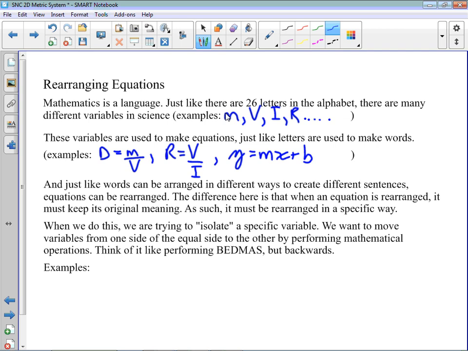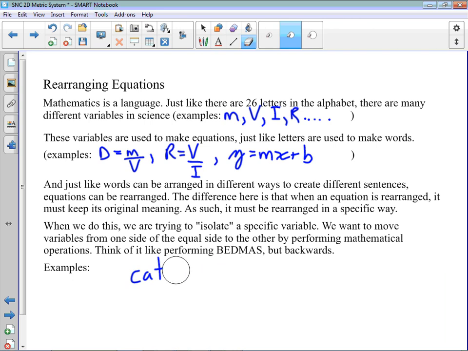Now, the big difference here with my analogy is that if I have a word like, for example, cat, I can rearrange that word to make the word act, but I can't rearrange it to make some other jumble of letters. It doesn't make sense. So in that way, it's a lot like our equations. However, there are some words that don't rearrange at all, and the word cat and the word act have nothing to do with each other.